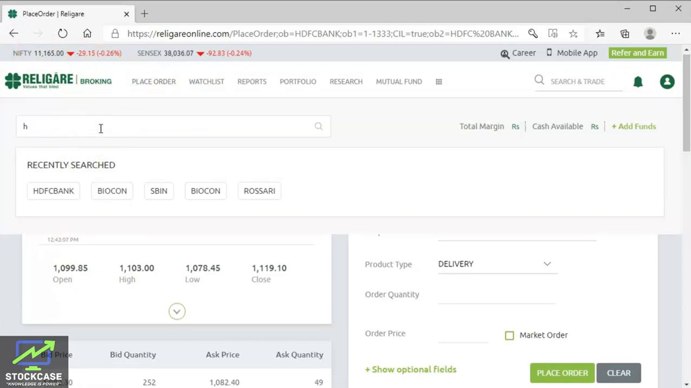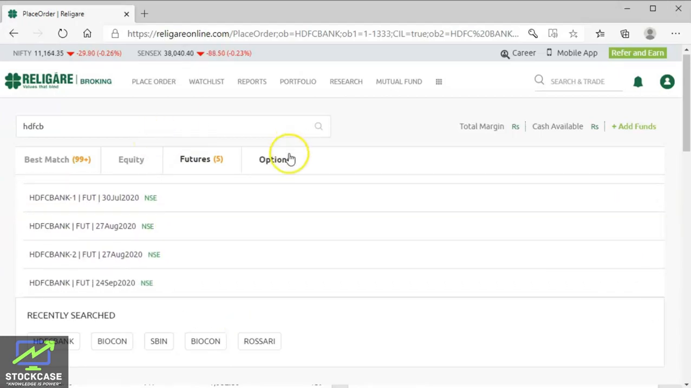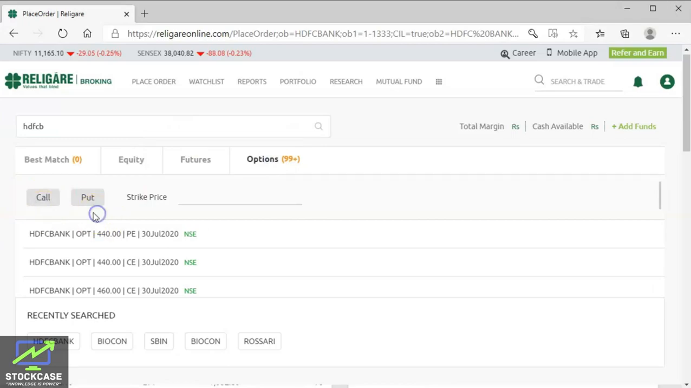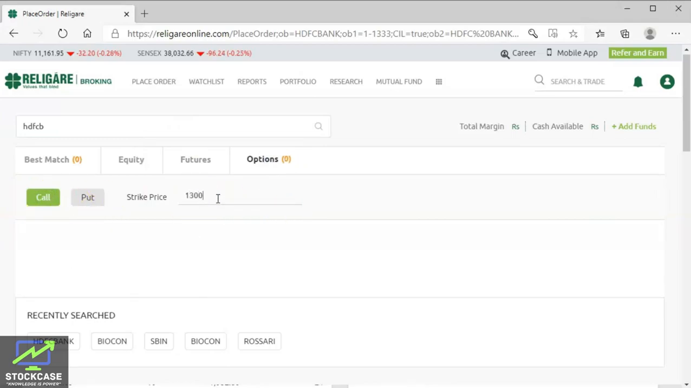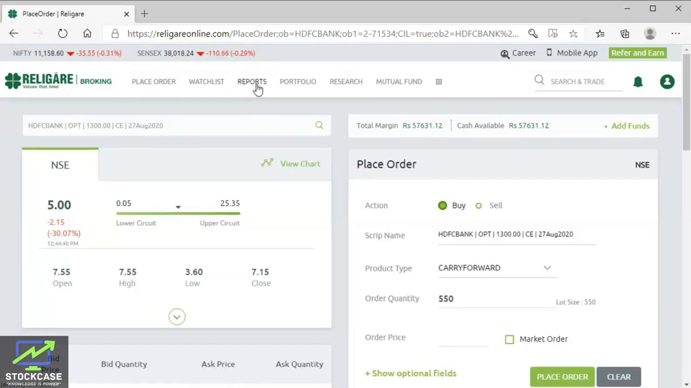If you want to trade in derivative futures, just type the name of the stock and click on futures. All the contracts will be shown. Select your contract and place the order. If you are an option trader, just click on options, choose call or put option, insert your strike price, and your contract will be shown. Click on the contract and place the order.